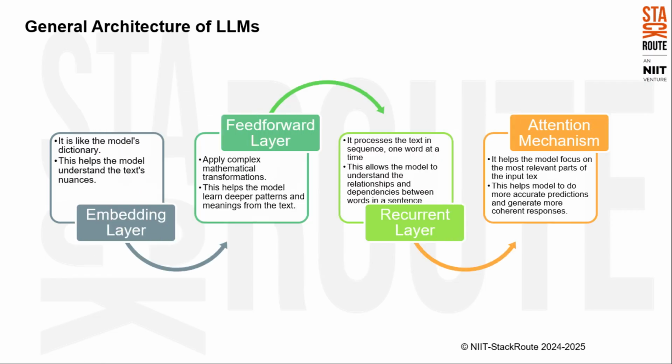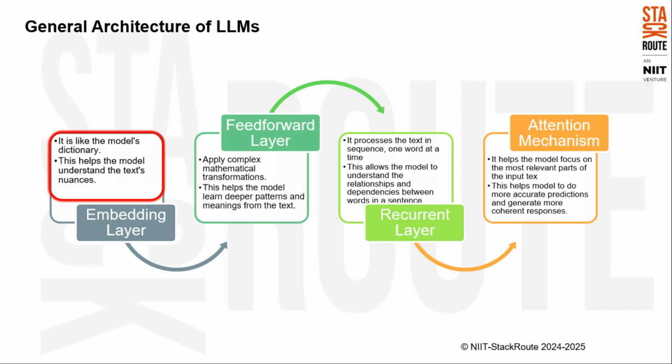Starting with the architecture of LLMs, LLMs primarily use the transformer architecture. The architecture of large language models, LLMs, is composed of multiple layers of neural networks stacked on top of each other. These layers include embedding layers, recurrent layers, feed-forward layers, and attention layers. Each layer plays a unique role in processing the input text and generating the output.